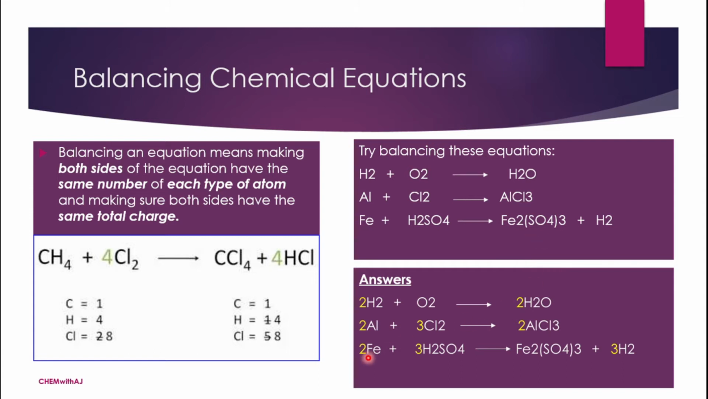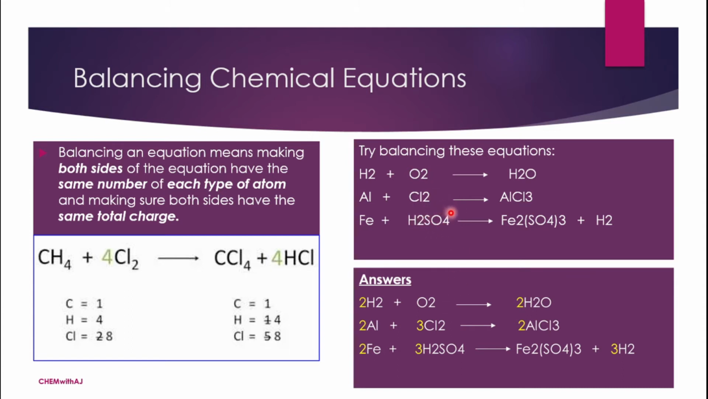So what do we do first? We start off with Fe. So 1 Fe here, 2 Fe's here. So we put a 2 over here to balance the Fe. Then we go to the hydrogens. We have 2 hydrogens here, H2, and 2 hydrogens over here, H2. So hydrogens are balanced. Then we move on to the SO4 group.